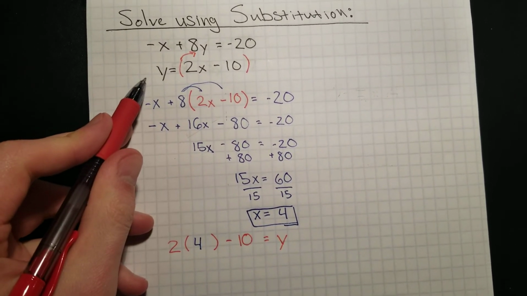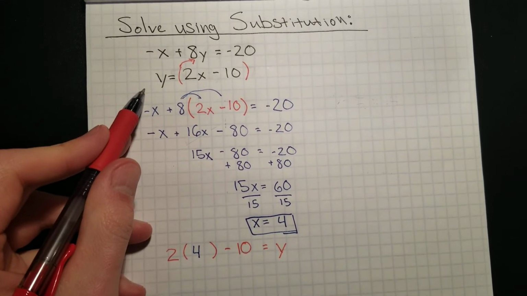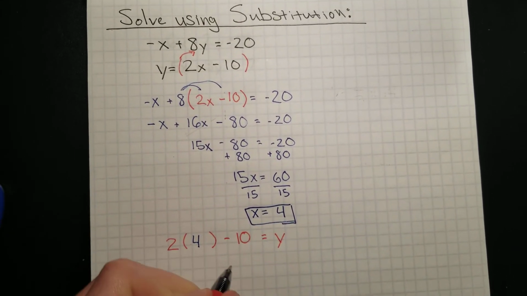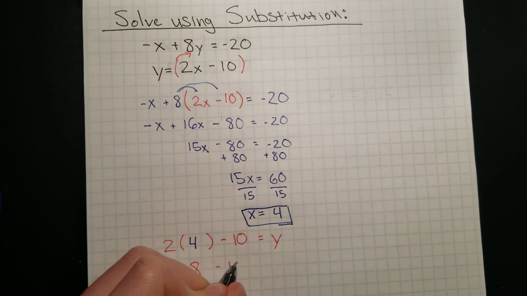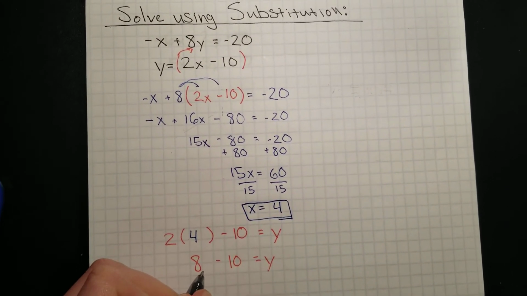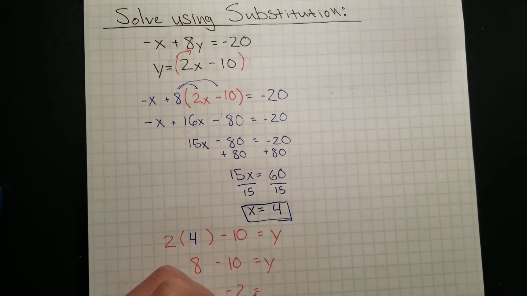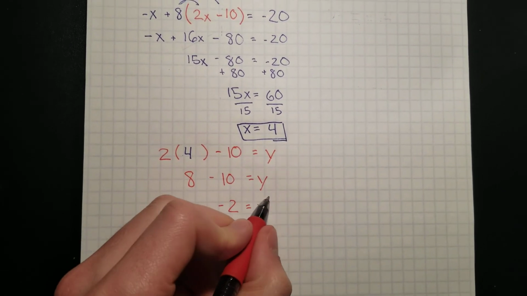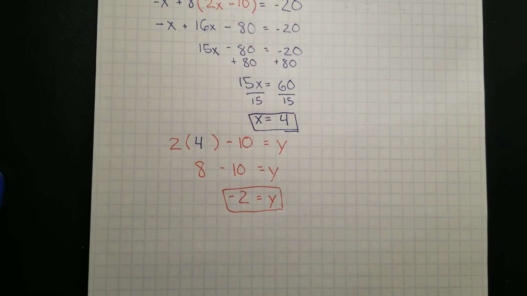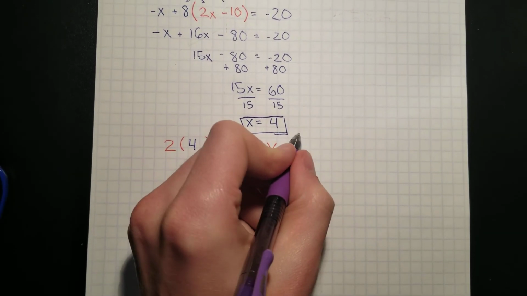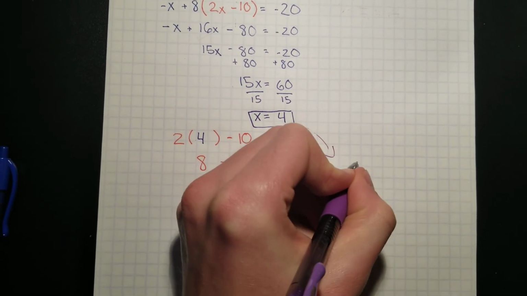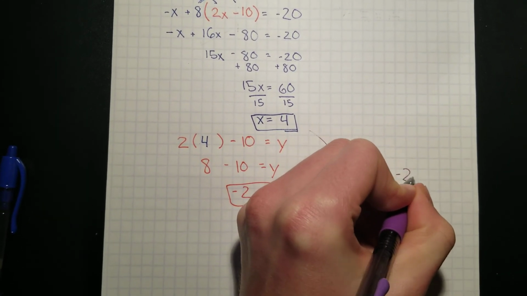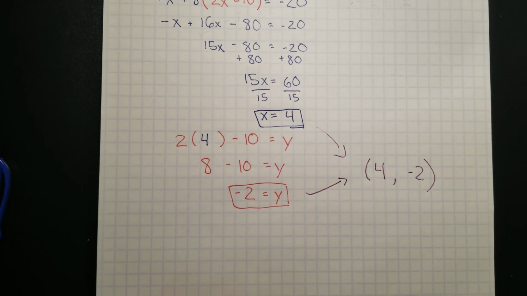So this is our top equation. The y is kind of in a different place, but it's still the same. And this just involves some pretty simple math. So 2 times 4 minus 10 equals y. 8 minus 10, -2. So here, I'll move that up a little bit. That means that we have a y value as well. So our final solution, if we put those two things together, is x is 4, y is -2. So we have a final solution there.